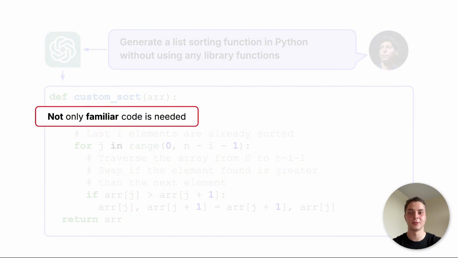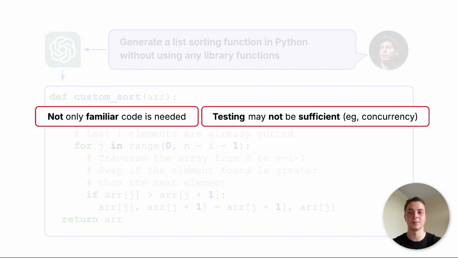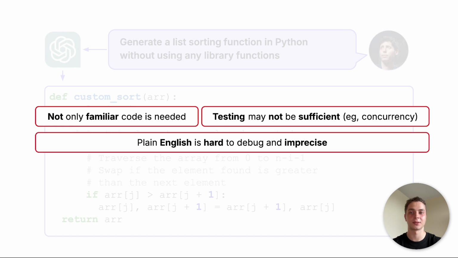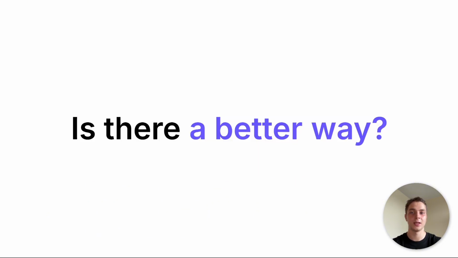First of all, we are not always dealing with code we already know. Also, sometimes testing a function may not be sufficient. And lastly, plain English is usually a bad choice as a language for specification, as it's hard to check an implementation against a non-formally structured description. Is there a way to generate code using LLMs more reliably?